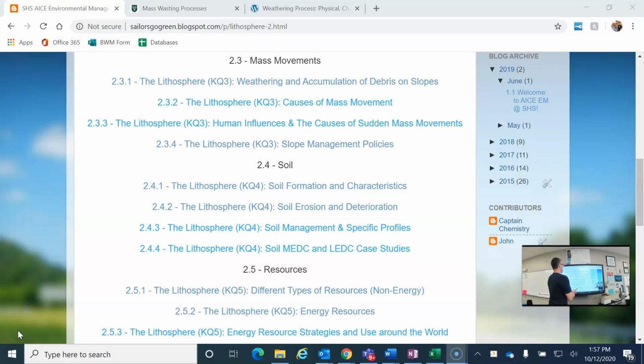Okay, so next we're going to move on to 242, which is going to be soil erosion and deterioration. It's going to go alongside the mass wasting, erosion, but we're going to look a little bit more just at the erosion part of it and the deterioration of soil. How does it get to a point where it's not viable anymore and a place where maybe it used to be?